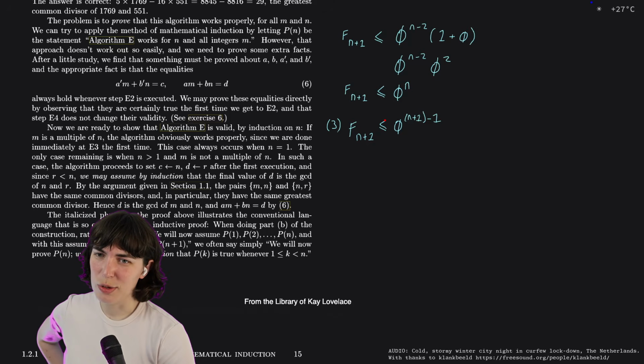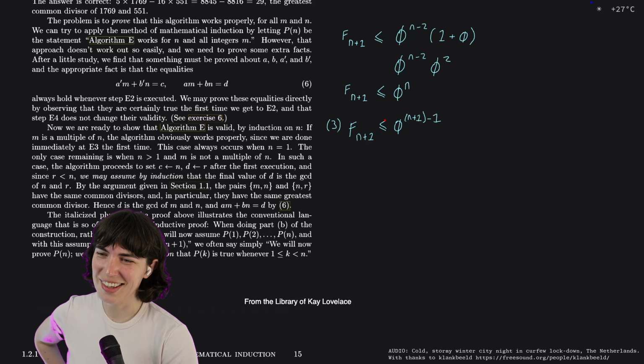We may prove these equalities directly by observing that they are certainly true the first time we get to E2, and the step E4 does not change their validity. See exercise 6. Okay, great.